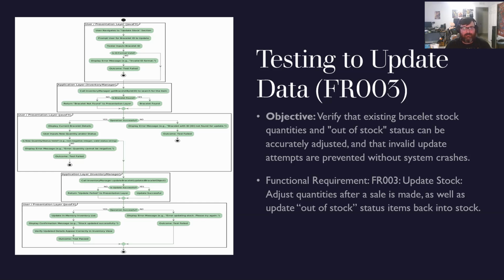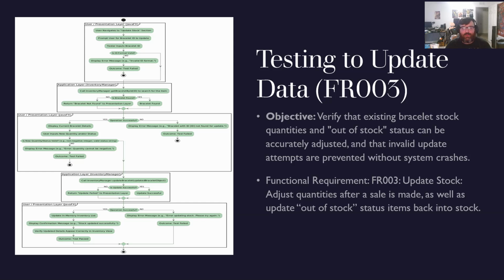then it will check for any business logic. So is it a negative number? Did they update a quantity? Or did they try to change the status to something that's not proper? Like, let's say they wanted to say sold out instead of out of stock. Well, it's not going to understand sold out. So it would kick back with a message: this can't be negative, or invalid input.